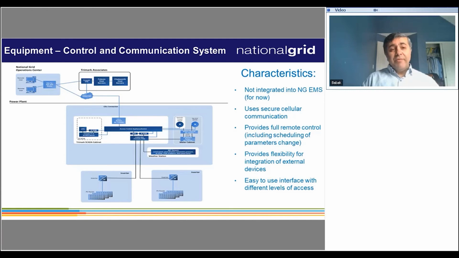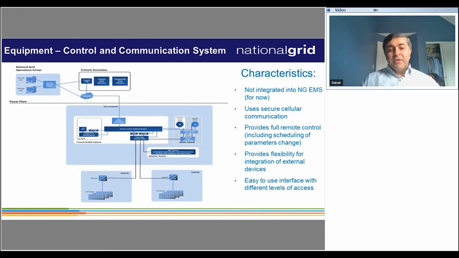For now, none of these control schemes are connected to our GMS system. So everything is isolated. We're still at the testing phase. So I can actually log in to this Trimark control platform from my computer through home Wi-Fi and make a setting change to the solar inverters here, right?